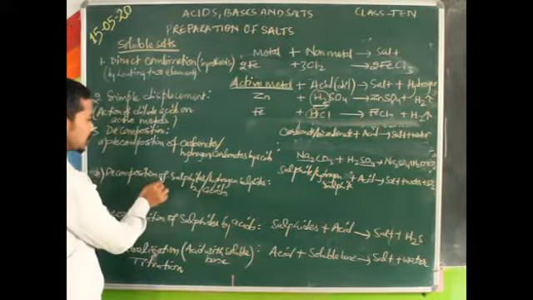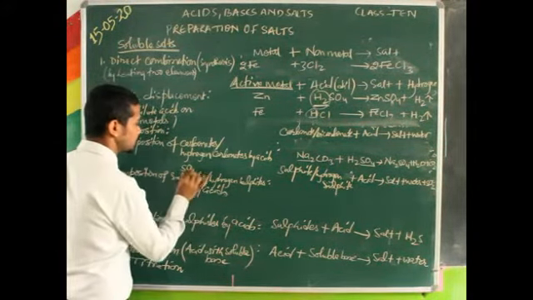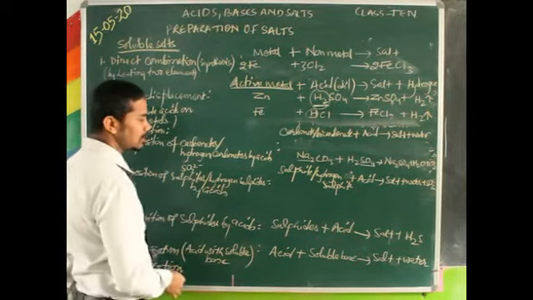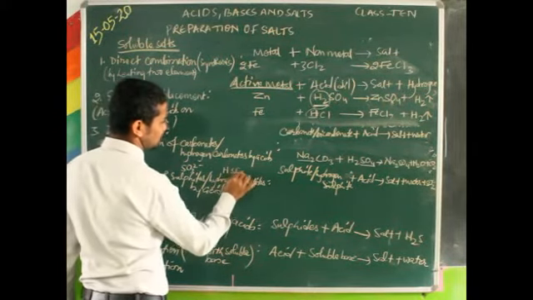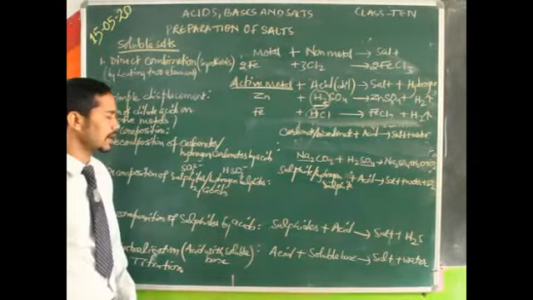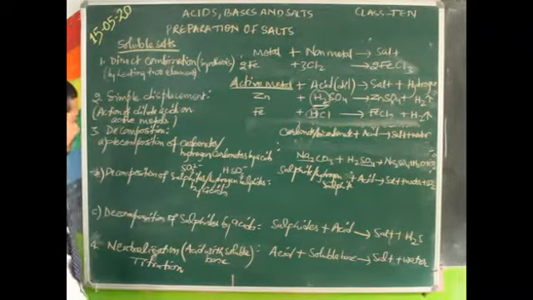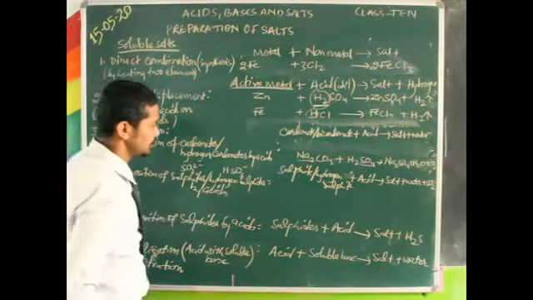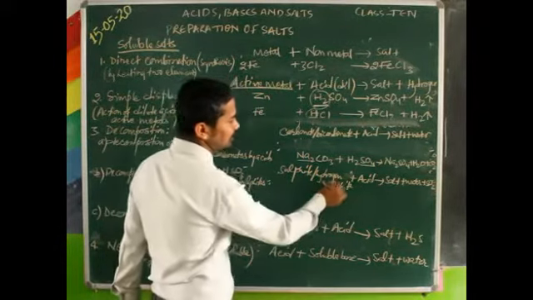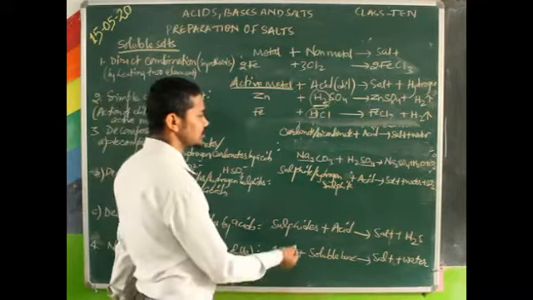Now decomposition of sulfites or hydrogen sulfites. Sulfites means SO3 2 minus. Hydrogen sulfites means HSO3 minus. This is hydrogen sulfite and this is sulfite. So all the sulfites and hydrogen sulfites can be decomposed by acids. Sulfite, hydrogen sulfite plus acid gives salt plus water plus sulfur dioxide gas.